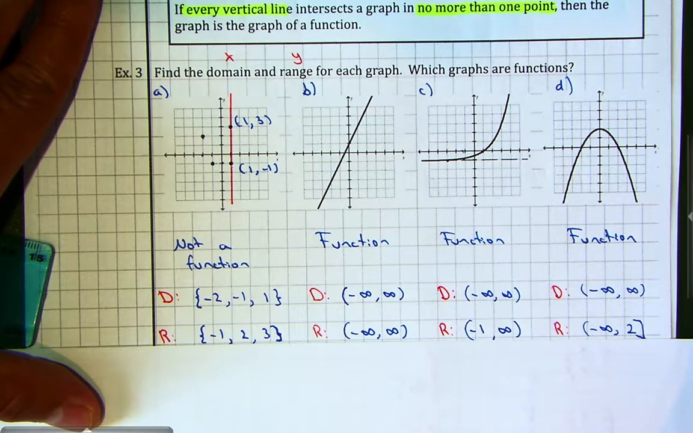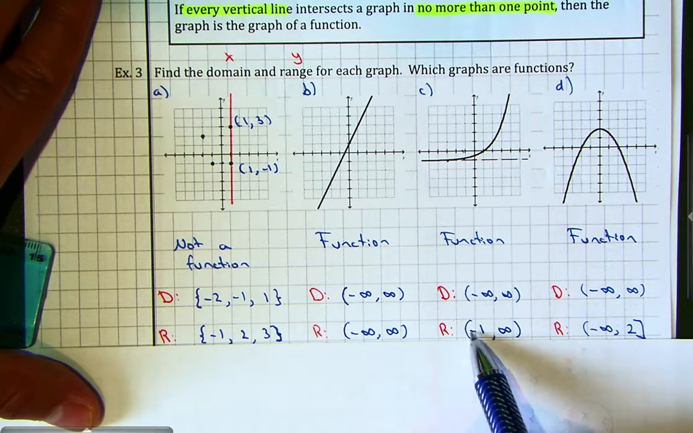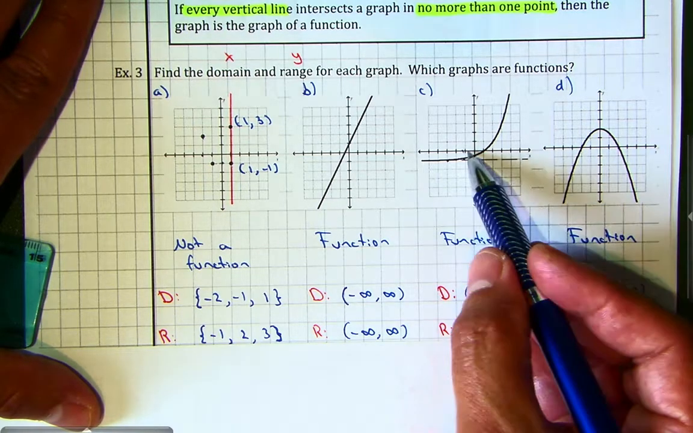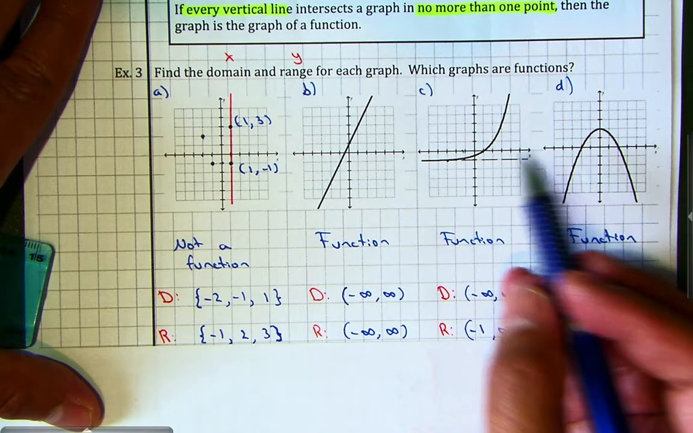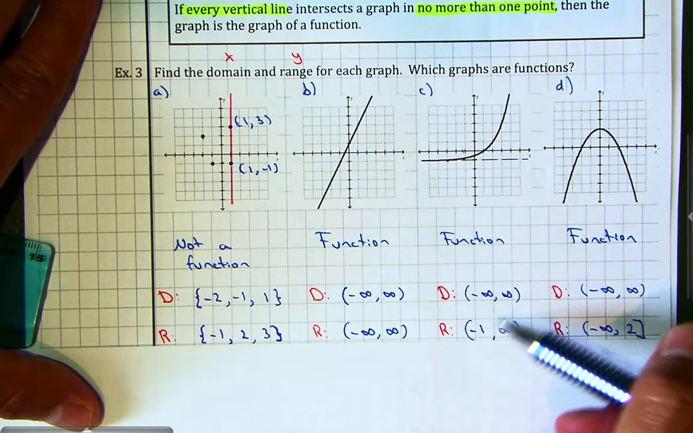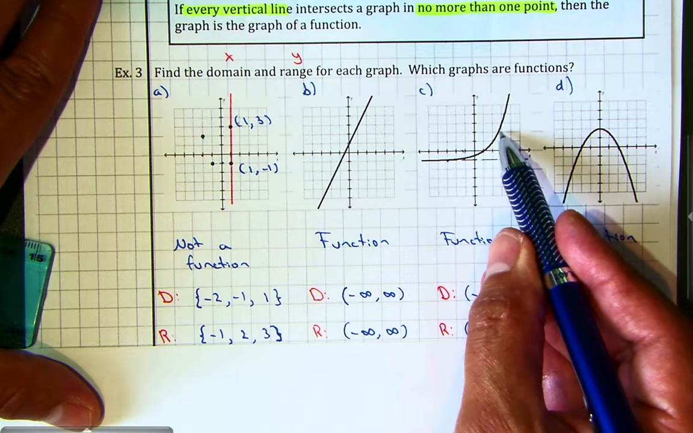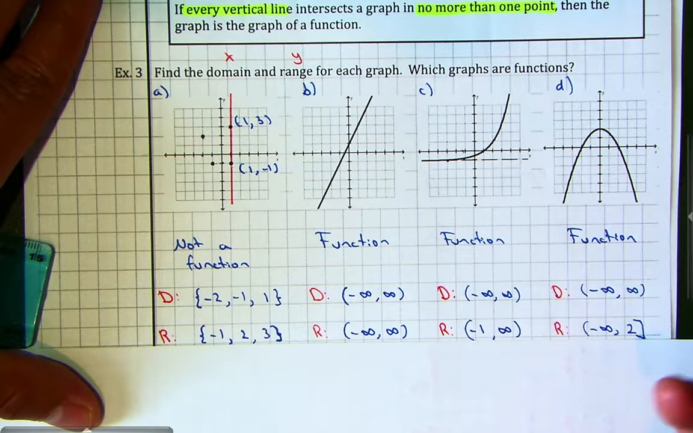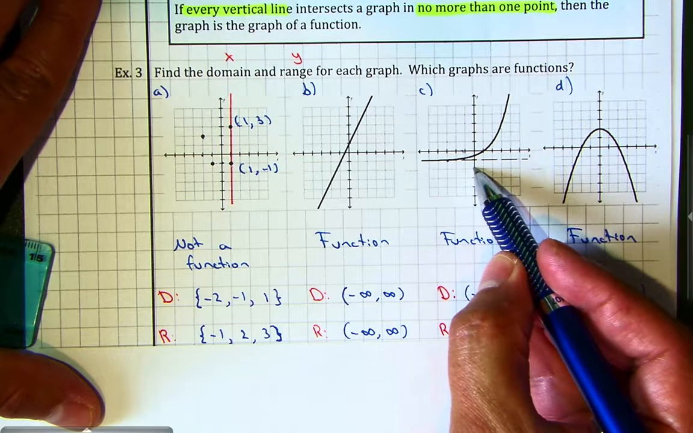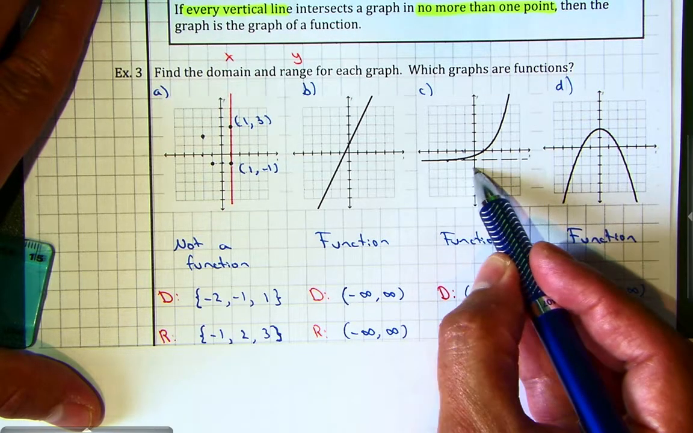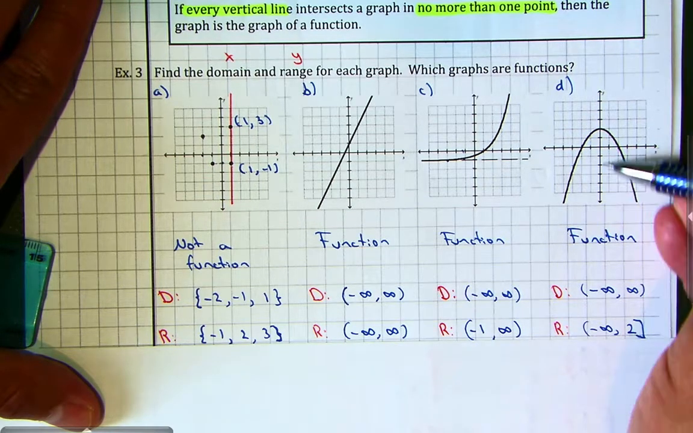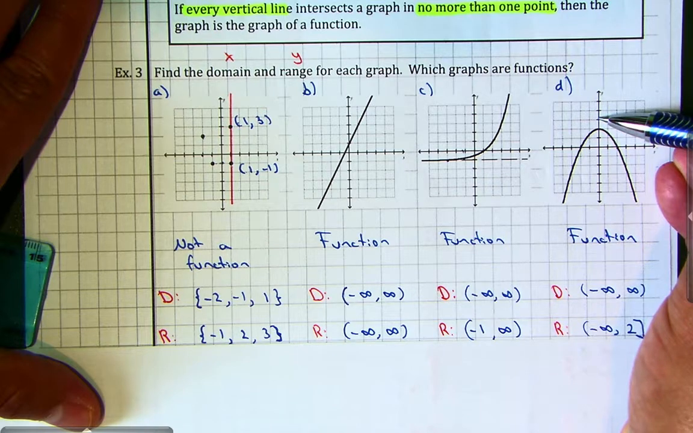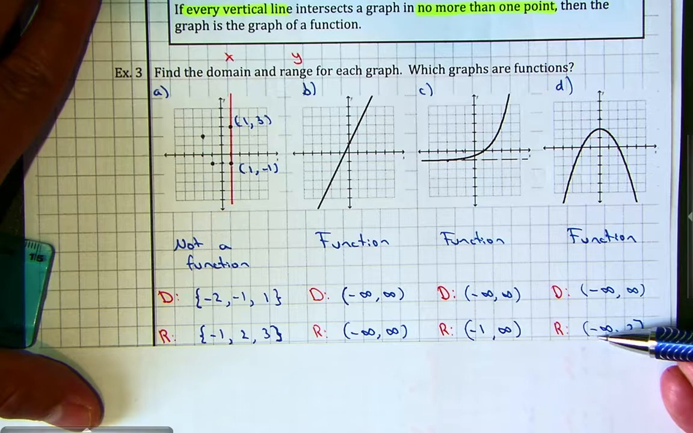And your range are the y values that we get back. So domain are your x values that we can type into an equation or substitute into an equation. And your range are your corresponding y values that we can get back from a function. So in this function, we can never get back a negative 2 as the y value. On this function, we can never get a 3 back. So domain are your inputs, range are your outputs.